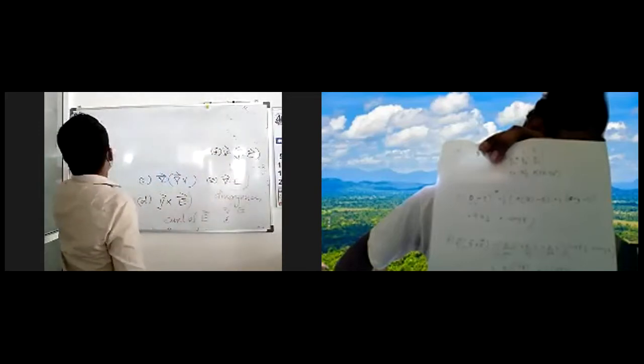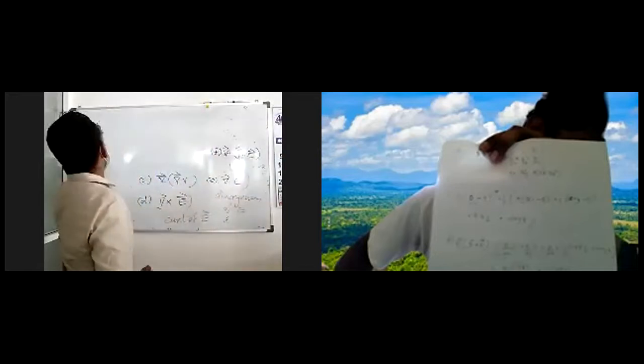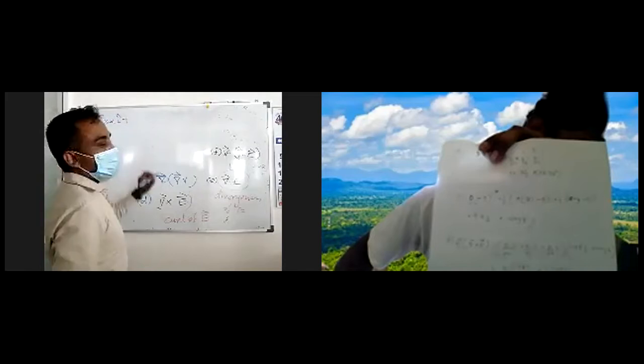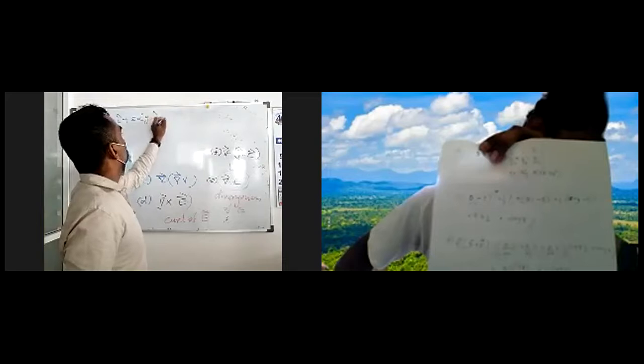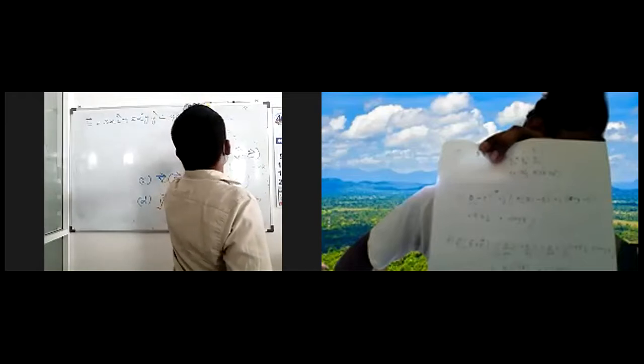Hasan, help me. What is E? E is 3x i plus 5x squared y j minus 9xz minus 3z squared k.